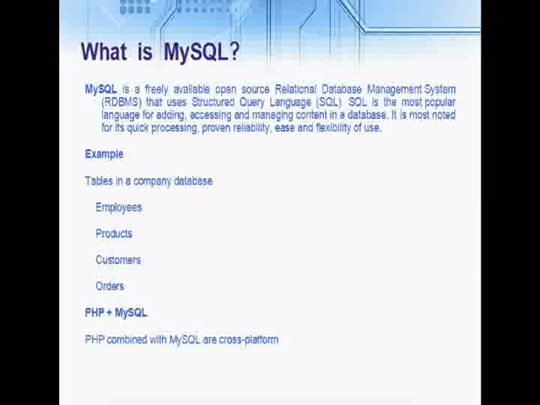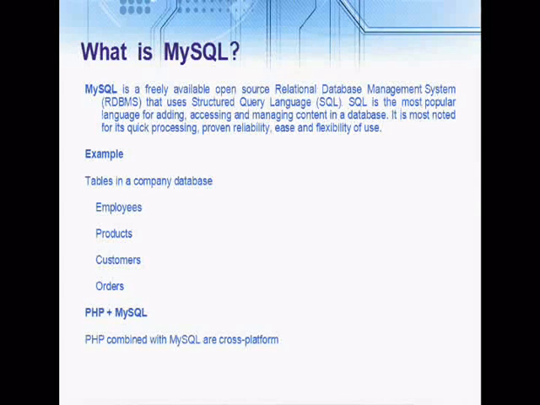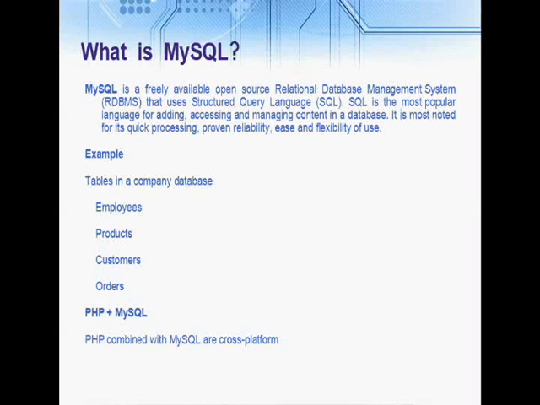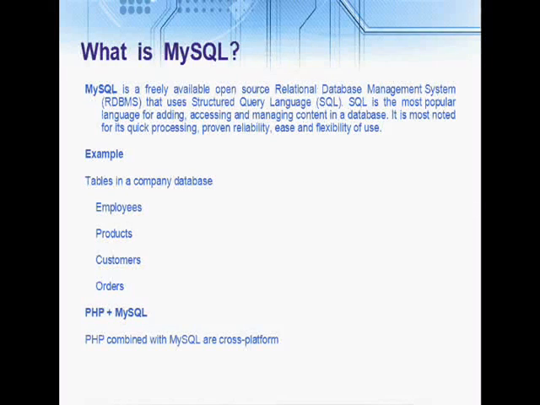Now I am telling the internal structure of the database. That is, the data in MySQL is stored in the form of tables. A table is basically a collection of related data and it consists of columns and rows. Here is an example of a company database with the tables employees, products, customers and orders.